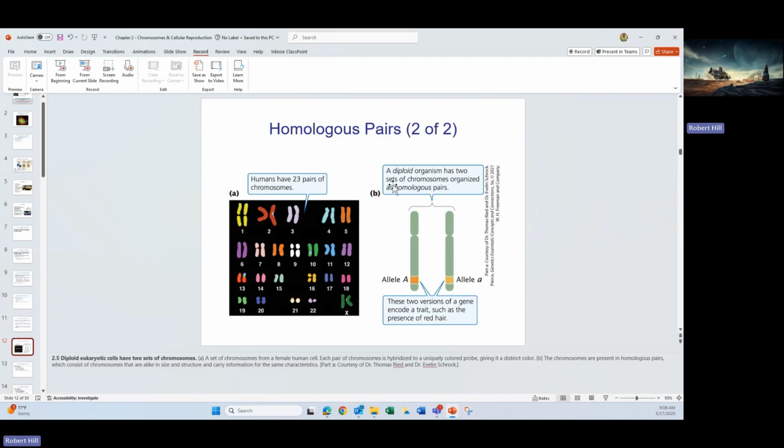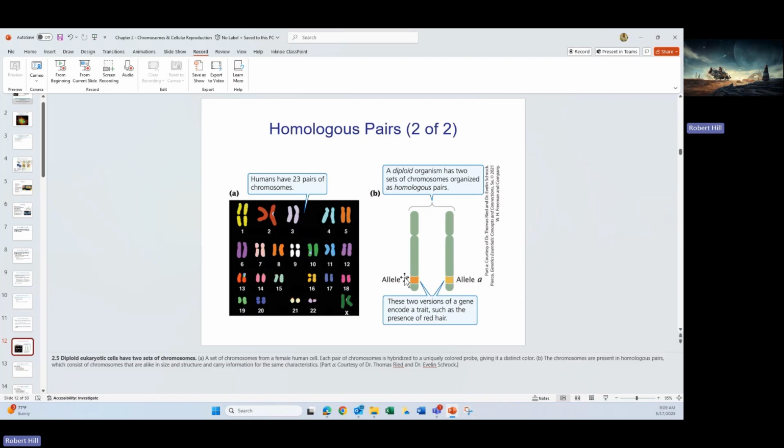All right. But between the homologs, you may have different versions of the gene, right? You may have different alleles. This is the gene for blue eyes, and this is the gene for green eyes, for example. So these two versions of a gene encode a different trait, right? So here's allele A and here's allele little a. And we use these upper and lowercase letters to designate different alleles.